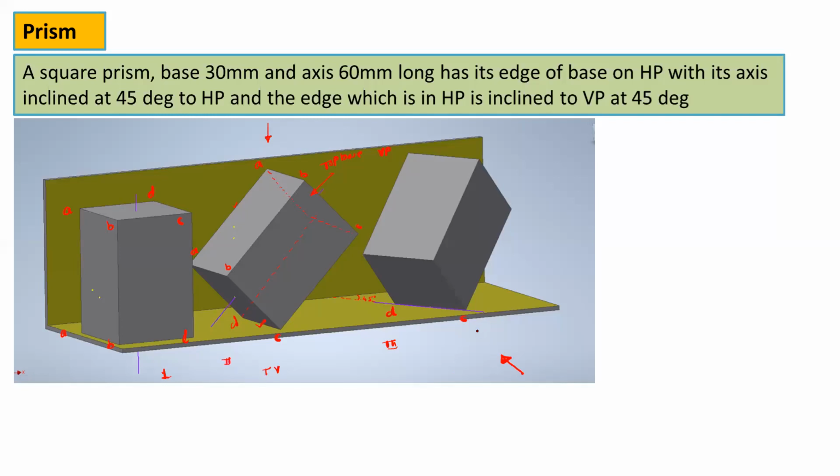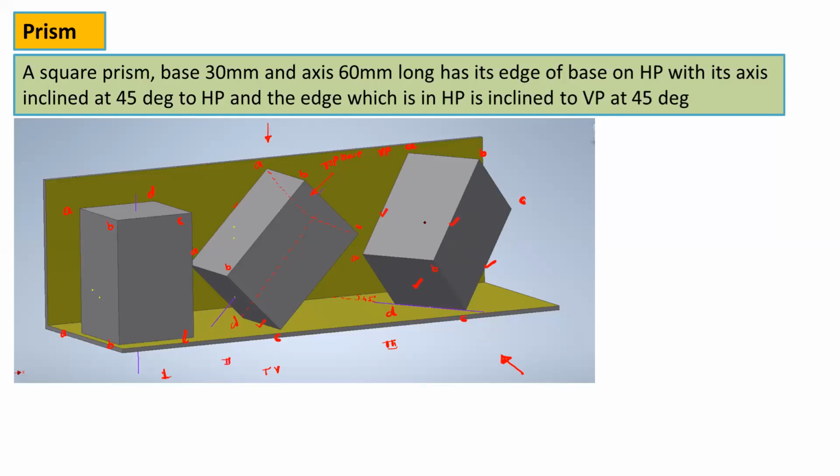From this direction, the visible edges will be this top and bottom base, which will be completely visible. So all four sides are visible: AB, BC, CD, and AD. Similarly, these three vertical edges will be visible. That is CC, BB, and this AA.